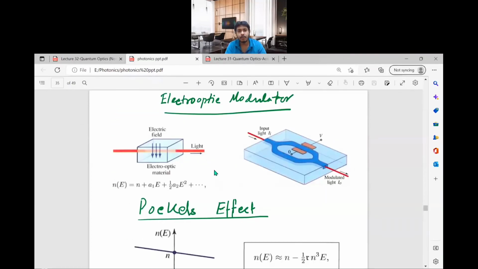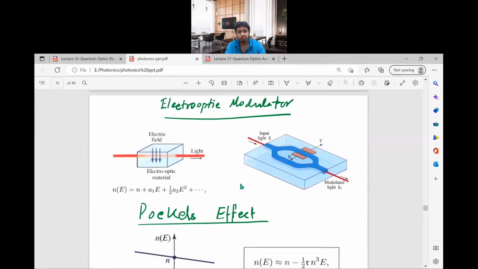Next we move on to the electro-optic modulator, where the electric field is responsible for changing the refractive index. Some materials have the property that if you apply an electric field, their properties change, so the refractive index of the material changes. The refractive index is related to the electric field by this relation. As you can see, there are linear terms, non-linear terms and higher order terms also. If the electric field intensity is not very high, you can neglect the higher order terms.